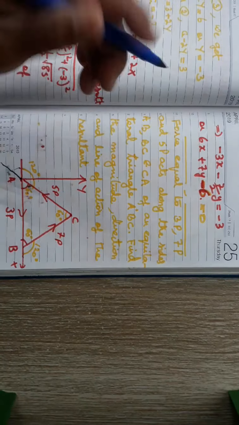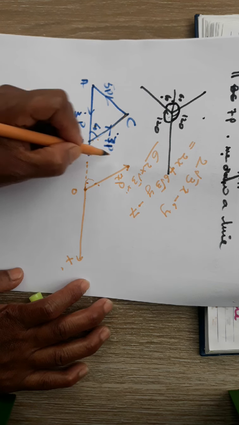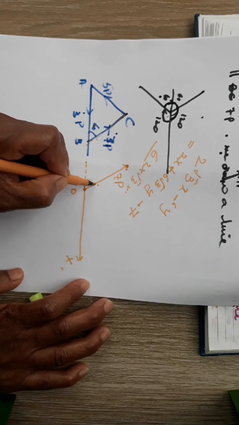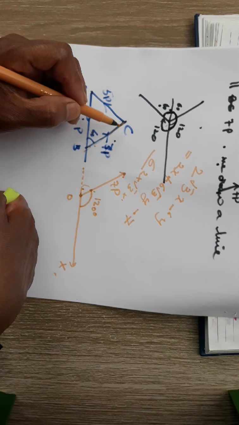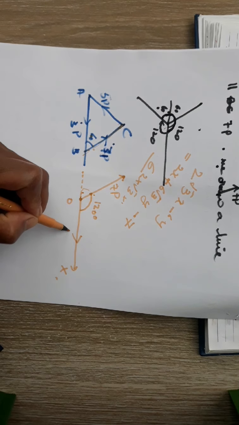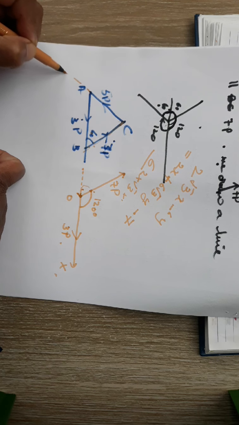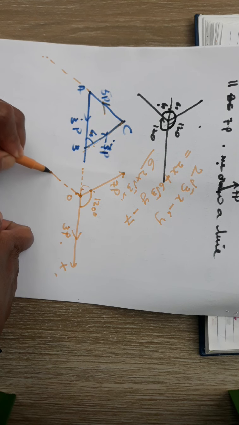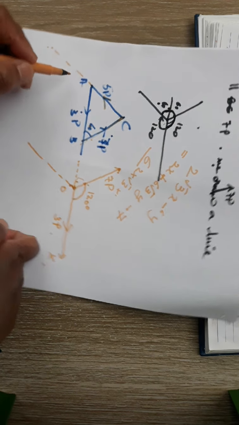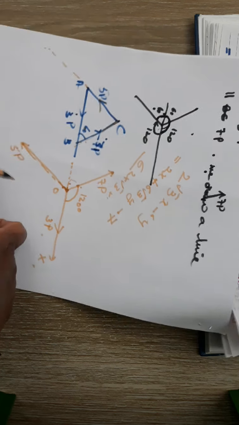As you can see, if you extend it, this angle is 60 degrees, so here also it should be 60 because these two lines are parallel. So this angle here will be 120 degrees. In the direction of the force, this is 3P. Now if you extend these forces downward, draw another line parallel to AC. This is force 5P.